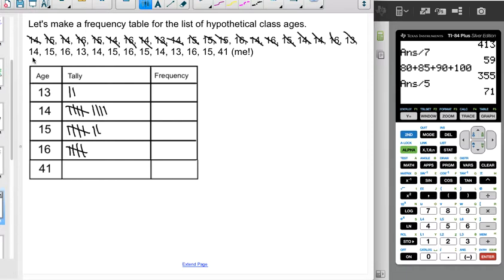16, 13, 14, 15 again. So 16, 13, 14, 15.